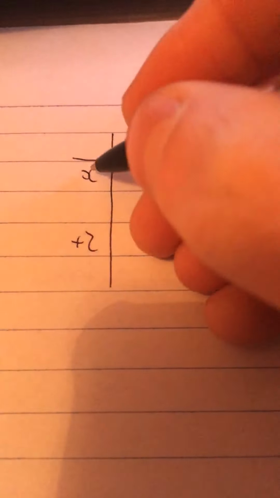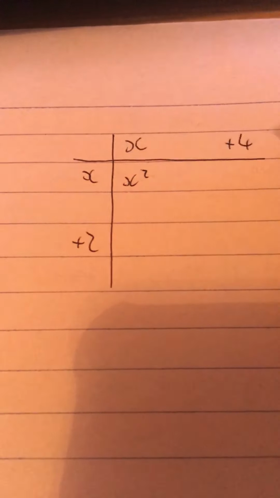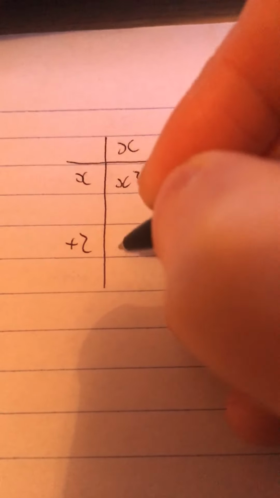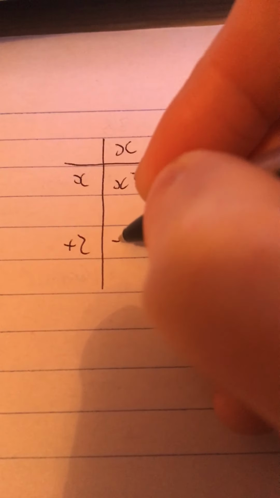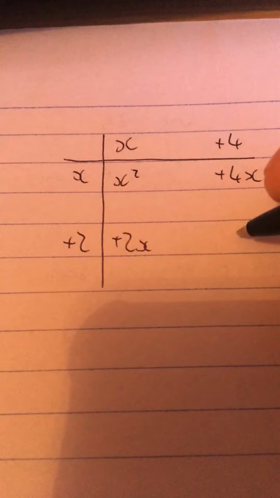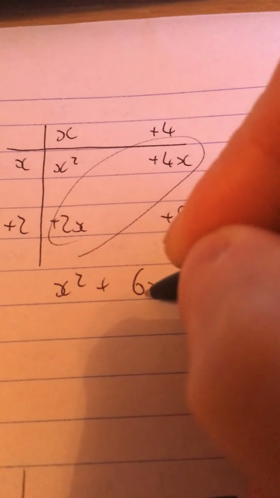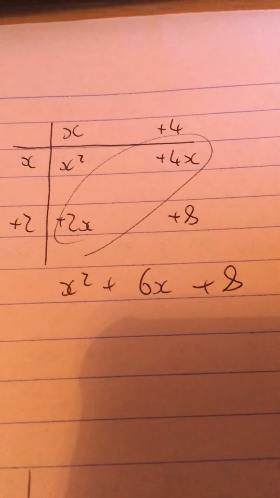The other way to do it is to put it into one of these little multiplication grids. Have the x and the plus 4 there, the x and the plus 2 there, and then just times everything together. X by x is x squared. X times by positive 4 is plus 4x. X times by plus 2 is plus 2x. 2 times 4 is 8. And then we just look at everything that we've got there: x squared, 6x, and 8.